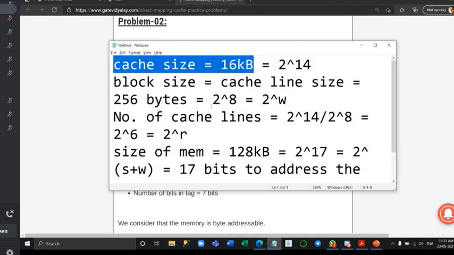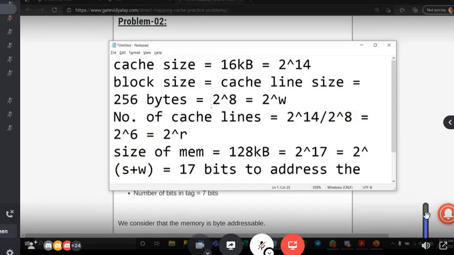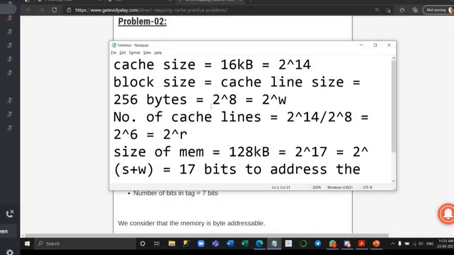Okay, so cache size we know is 16 KB. So we'll try and represent that in the power of 2. 16 KB essentially comes out to the power 14. 2 to the power 4 is 16, and kilobyte is 2 to the power 10. So adding up, 2 to the power 14. Next, we are given that the block size is 256 bytes.